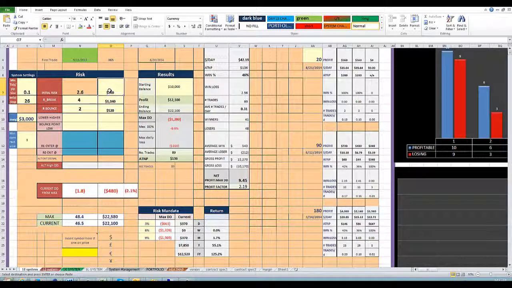We have a maximum risk on this system of $260, so if we have four potential full losing trades, then we're going to turn our system off. You can see the most recent drawdown has been about $1,280. So we've exceeded this $1,040, and our system was off.